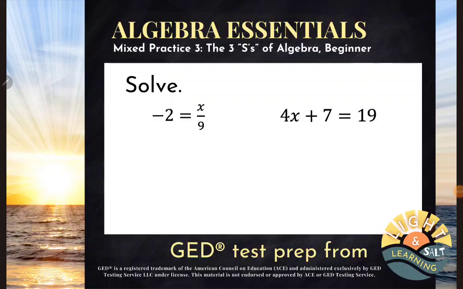Hello, algebra students. Let's review solving equations. So first example says -2 equals x over 9, or another way to think of that is x divided by 9. Now, don't panic at the sight of a fraction bar.